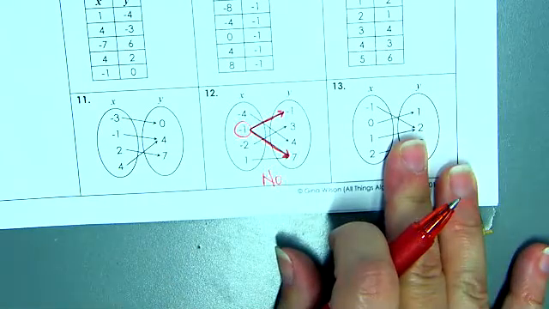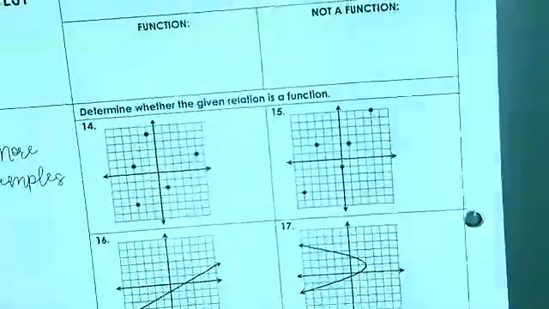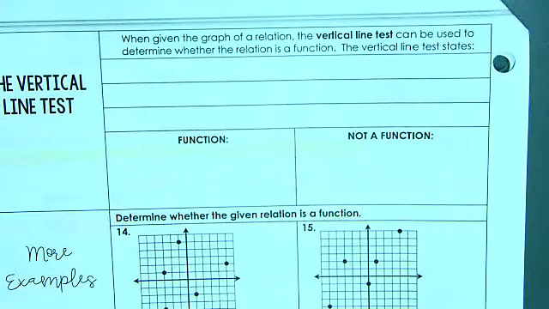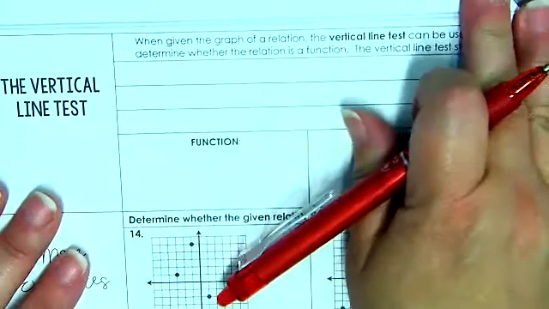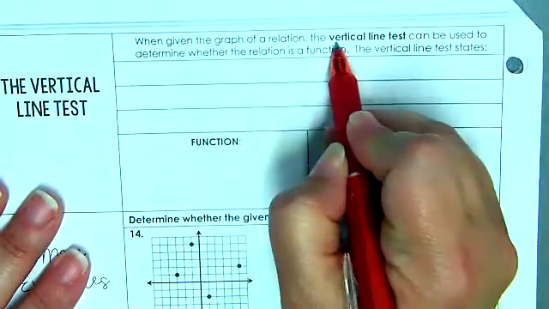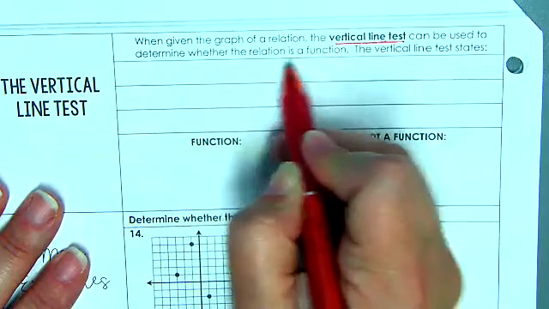Okay, moving right along. And now we are going to be talking about the vertical line test, which we did talk about a little bit last year as well. Okay, when given the graph of a relation, which is just a general set of ordered pairs, you want to look and see if it passes the vertical line test. The vertical line test can be used to determine whether the relation is a function.